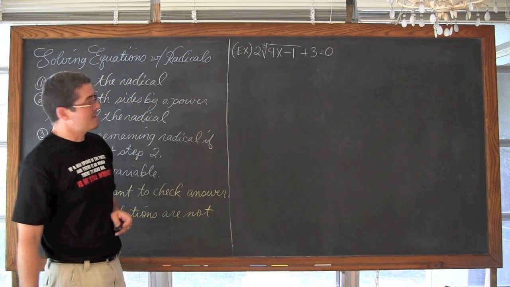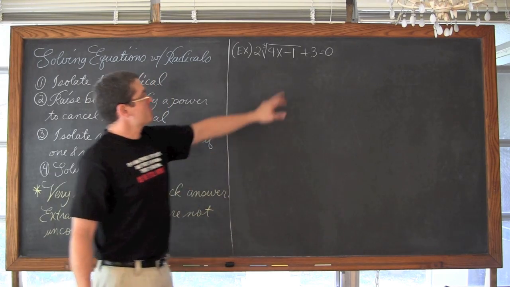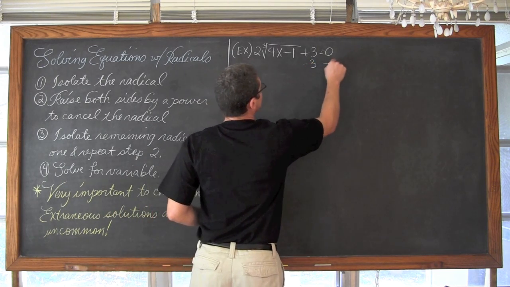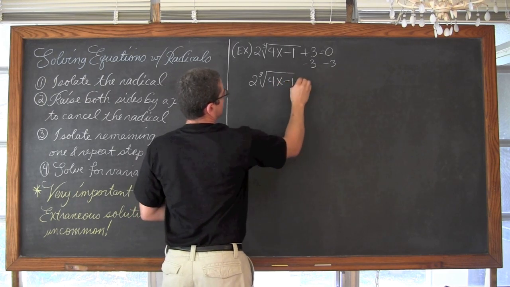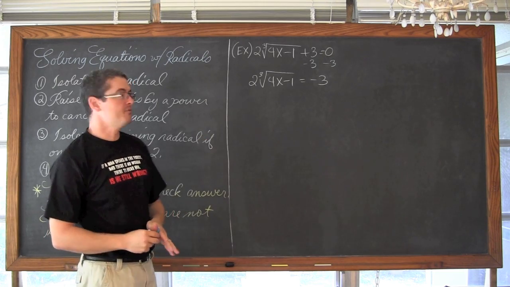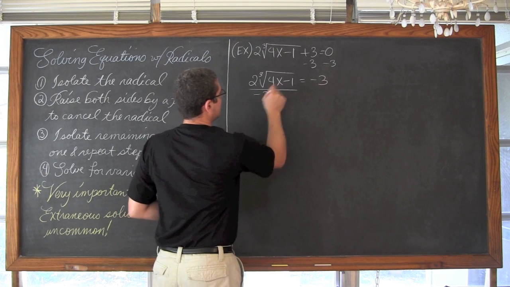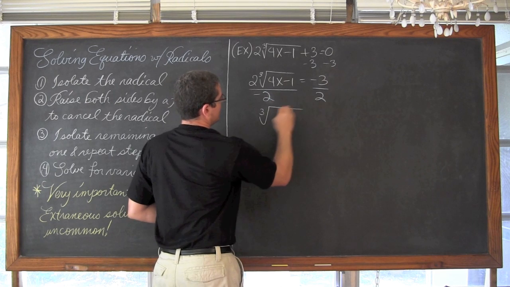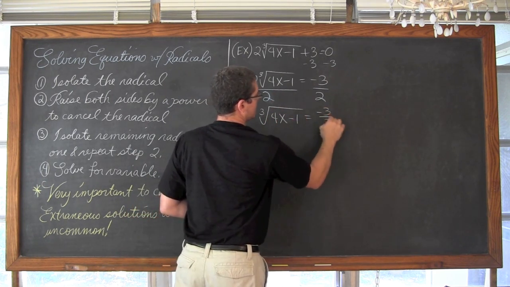Next example, we have 2 times the cube root, not square root, 2 times the cube root of 4x minus 1 plus 3. So we're going to take this plus 3 and move it over to the other side with subtraction. And we get 2 times the cube root of 4x minus 1 equals negative 3. We're going to undo that multiplication of 2 with division. We're not going to multiply that into the cube root function. We're going to move it away by division. And we get the cube root of 4x minus 1 is equal to negative 3 over 2.